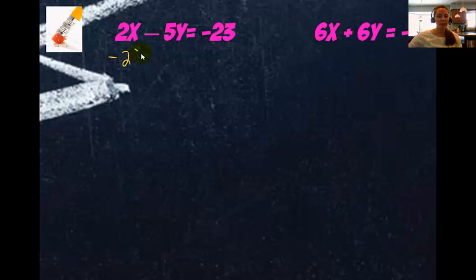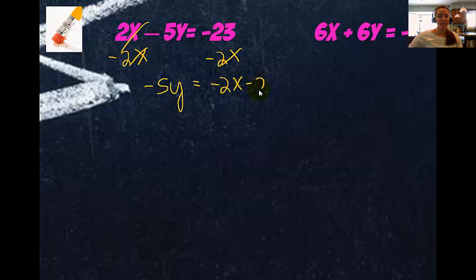Let's take away our x's. We've got negative 5y, then we've got negative 2x and negative 23. Lots of negatives there, right? Divide by a negative 5 for every term or chunk of our problem. And y is positive and alone. That's what we like to see.